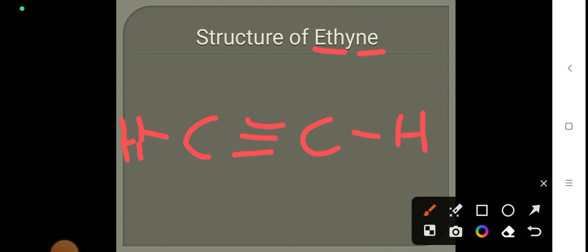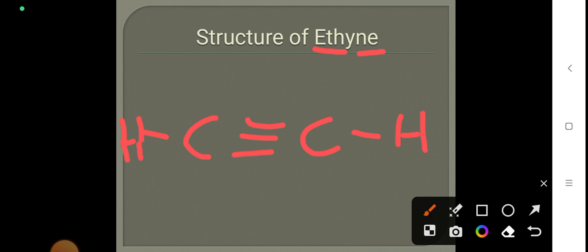So here we have ethyne. The root word eth means two carbon atoms, and since it is yne, YNE refers to a triple bond between two carbon atoms. So this is the basic skeleton structure for ethyne. Now the remaining step would be to satisfy the valency of each carbon atom. That is, the valency of carbon is 4. So I would write one bond with hydrogen on C1. Similarly, one more bond with hydrogen on C2. So this is the structure of ethyne.